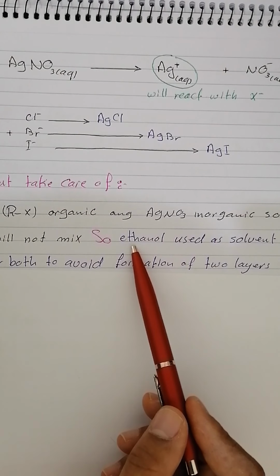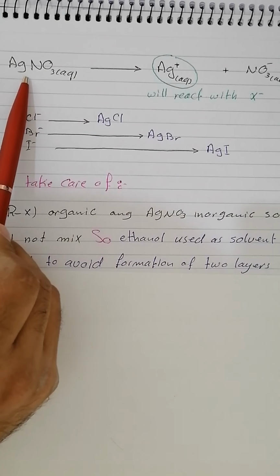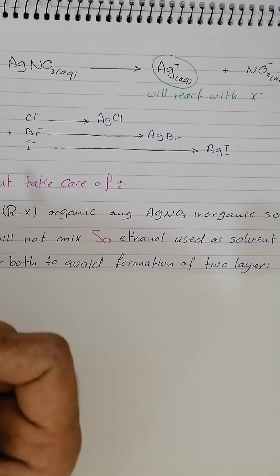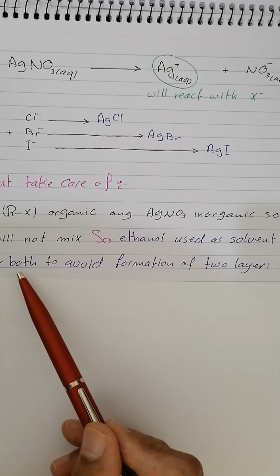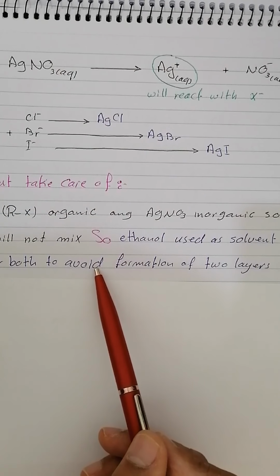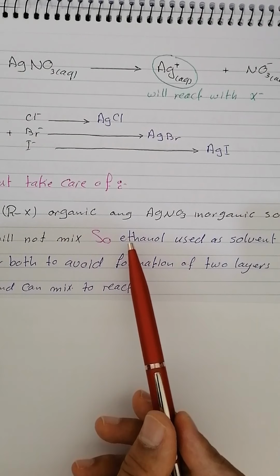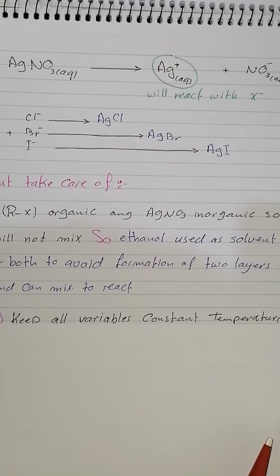How can we deal with this experiment? Because two layers will form, one for silver nitrate, which is an inorganic reactant, and the other reactant, which is organic, and they will not mix. So I will add ethanol, which will act as a solvent for both of them, which will help me avoid formation of two layers. One layer will form, both will dissolve in ethanol, so the silver nitrate and the other organic substance will mix and start to form the solid due to precipitation.